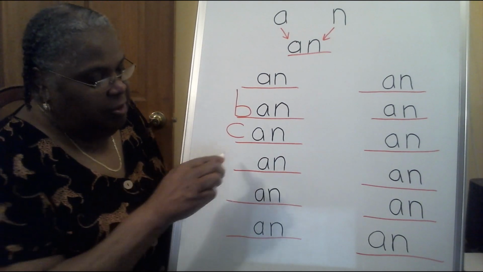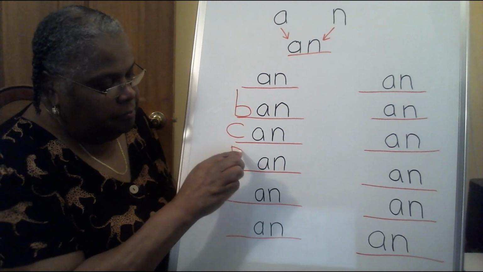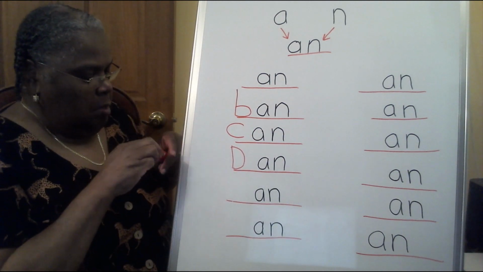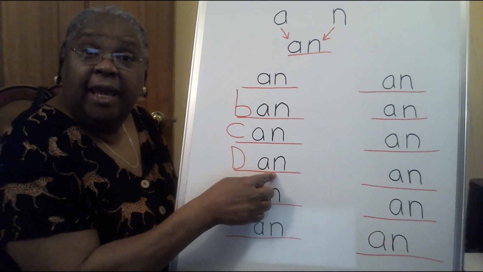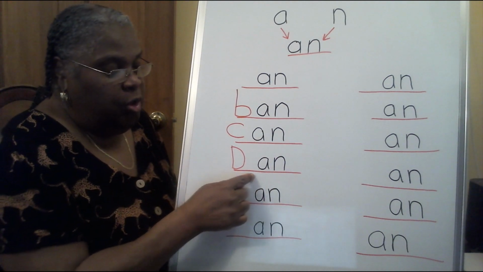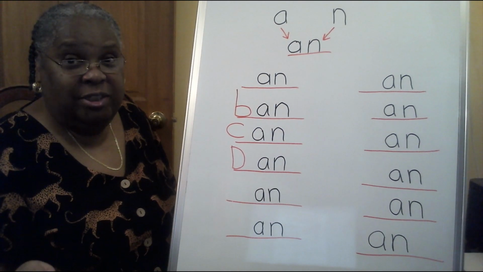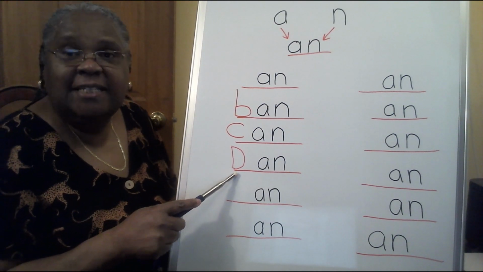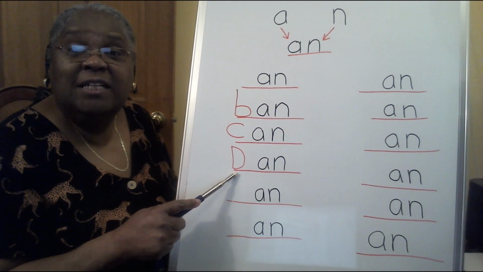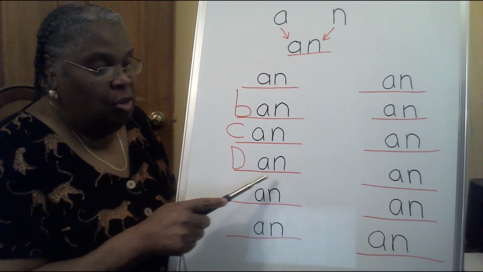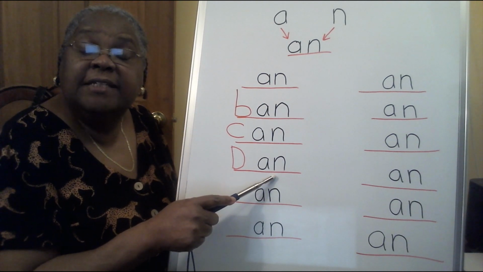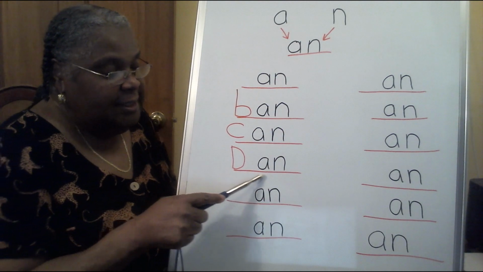When we put the letter D at the beginning of the word an, we form the new word dan. Let us sound out the word together. Say the D sound, D. Now say the D sound with the word an together smoothly, dan.